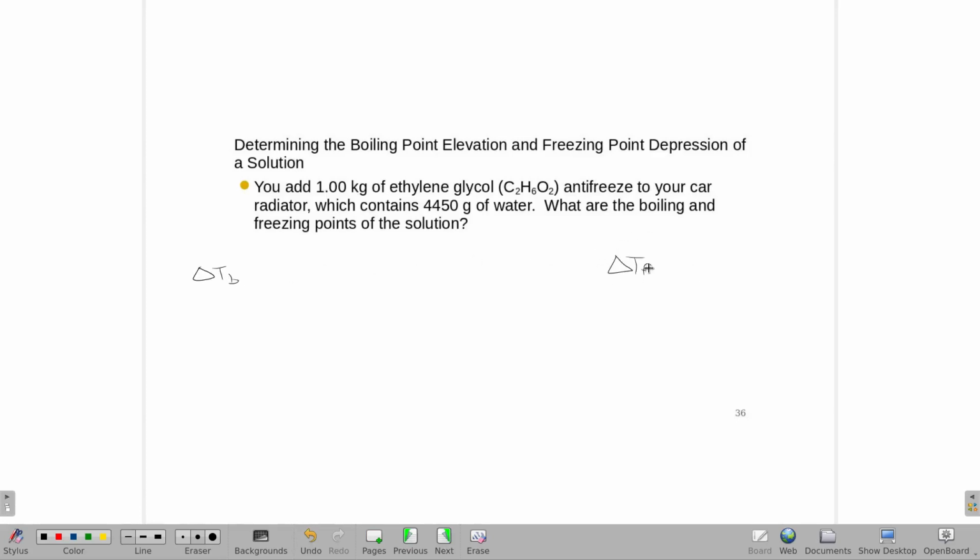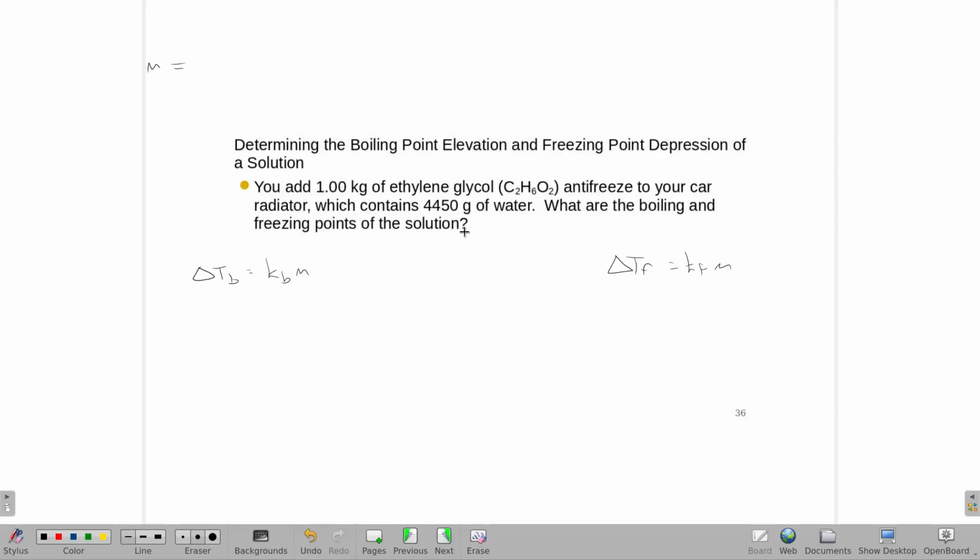Alright, both these equations look very similar. We're going to have a KB, over here we're going to have a KF, and in both of them we need the molality. So right up here, we're going to figure out what the molality is. Now, it's the molality of the impurity. Since it wants to know the boiling point and the freezing point of the solution, we are talking about water being the boiling point and freezing point.